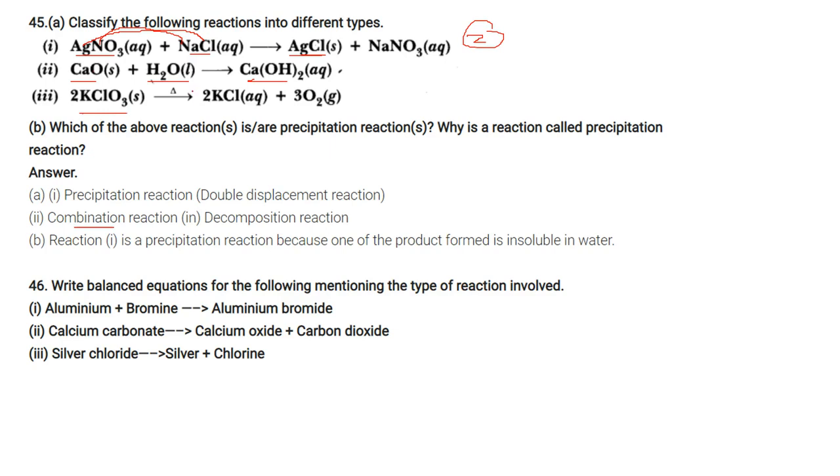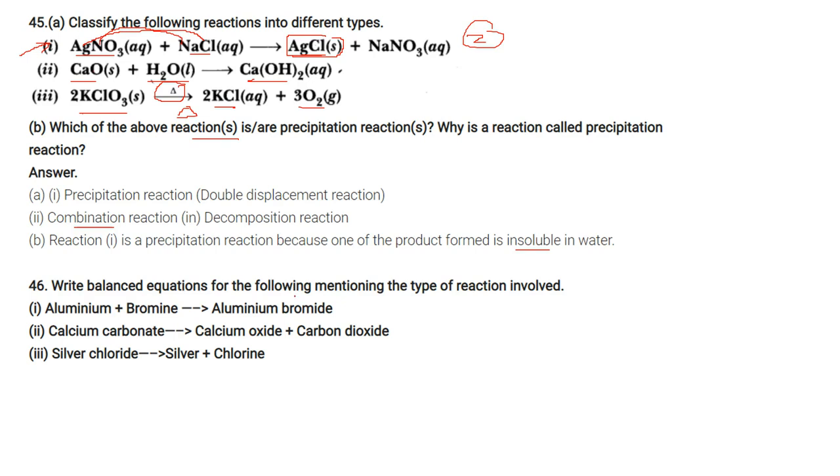Here KClO3 is heated. This is shown as a heat triangle on the arrow. So when heat is provided, it divides itself into KCl and 3O2, or oxygen. This is a decomposition reaction. Now the question is, which of the above reactions is a precipitation reaction, and why is a reaction called a precipitation reaction? If you see, the first one is a precipitation reaction. As I indicated earlier, AgCl is a precipitate because the product being formed is insoluble in water.